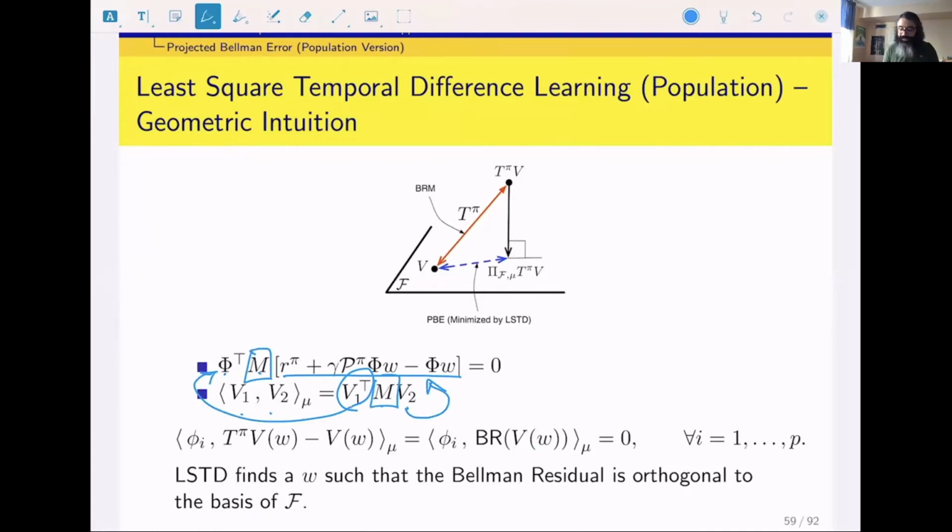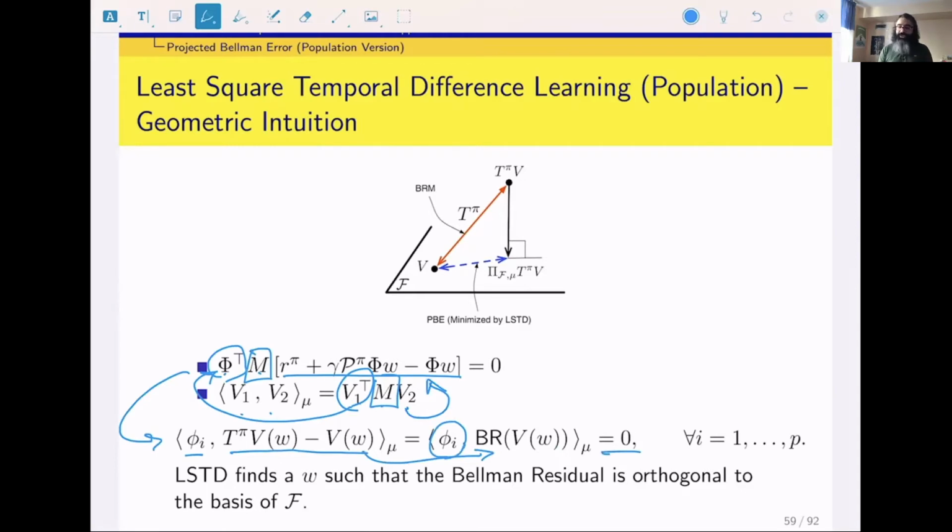So this basically says that if we focus on one of the features, capital phi would be p different features, and if it is 0 for all features, it would be 0 for each of those features too. So this entails that the inner product of phi i and this term, T pi V minus V, is 0. Here I wrote it as V instead of phi w to be a bit clearer, and as I said, it's the Bellman residual. So the inner product of phi times the Bellman residual for the w should be equal to 0. So it finds this solution.